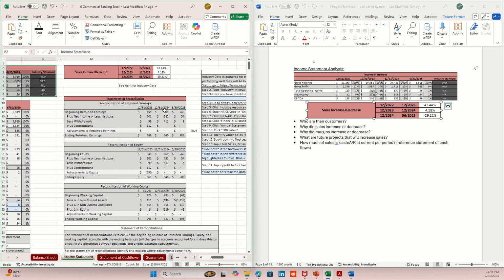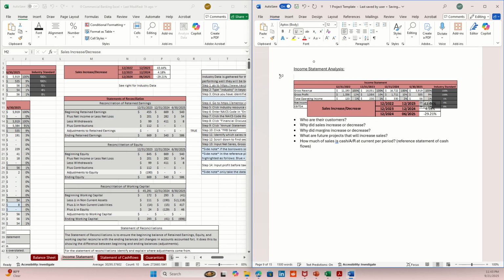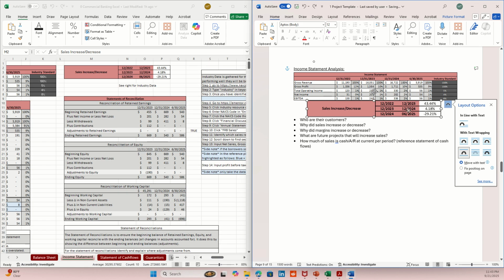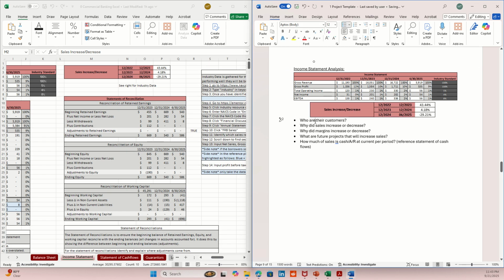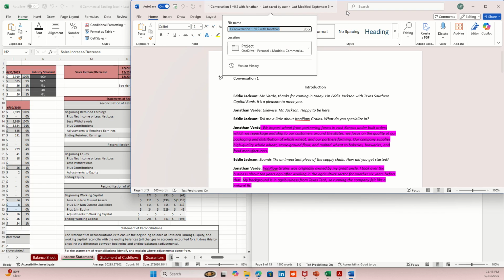And then we're going to take that data and this data here, the sales increase and decrease, and we're going to move both of those here. I've shown you how to do it in previous videos, but those are the two charts that we're going to need for this section. Okay, so who are their customers? We're going to figure that out through the conversation.